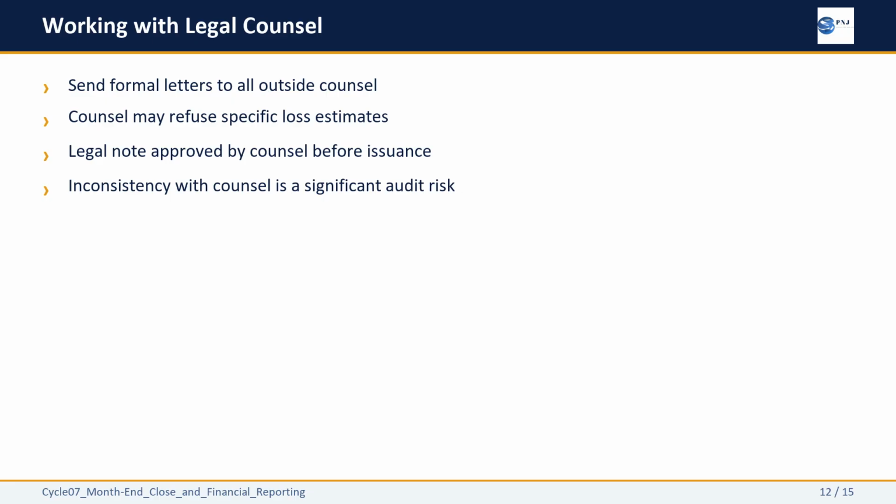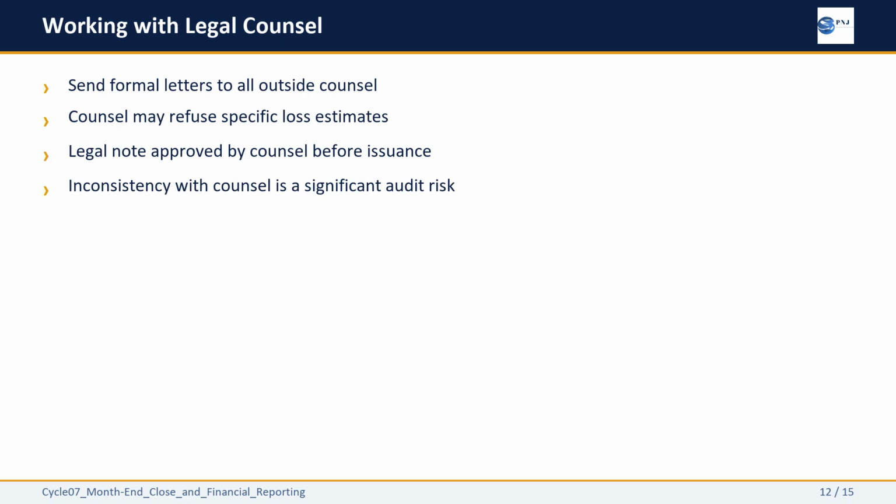Legal contingencies are uniquely sensitive, so let me show you how the process works. At year-end, you send a formal letter to all outside counsel requesting a description of each pending matter, an assessment of the likelihood of an unfavorable outcome, and an estimate of the potential loss if it can be determined.